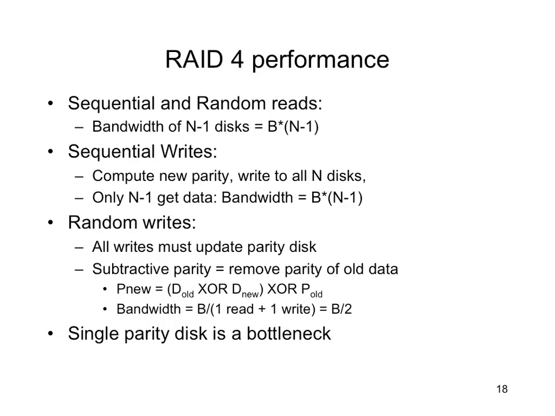Well, for sequential and random reads, we ignore the parity disk. We read from n minus 1 disks. So we get the bandwidth of a single disk times n minus 1 as the bandwidth of the array. So that looks pretty good for reads.